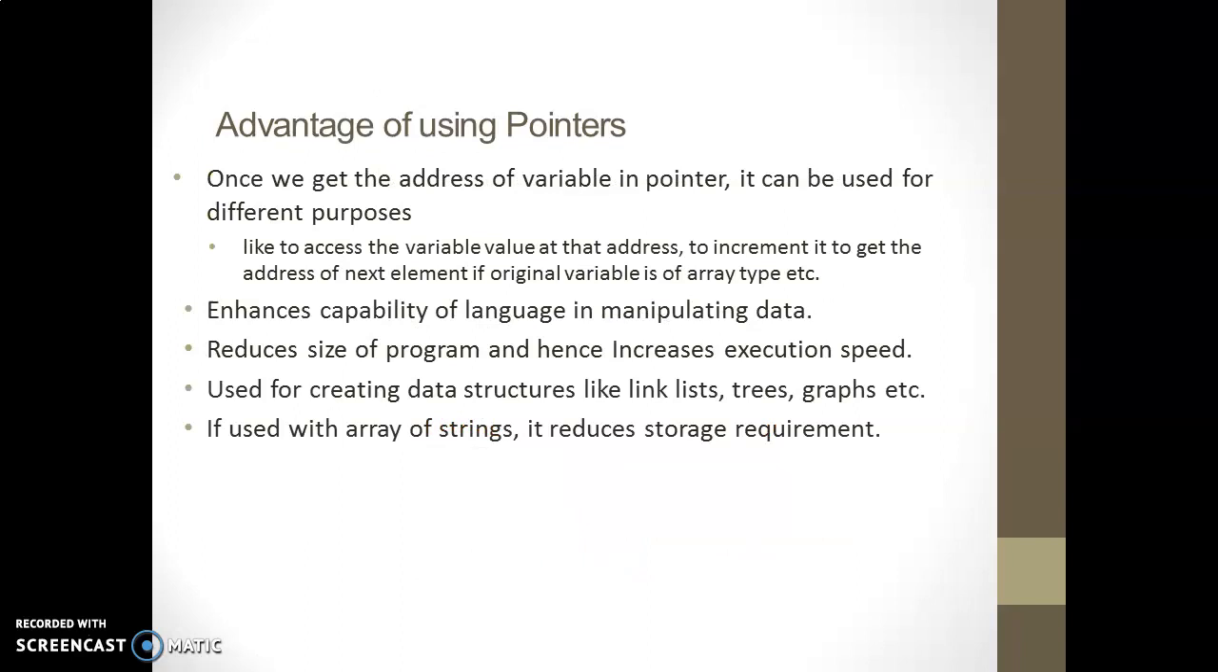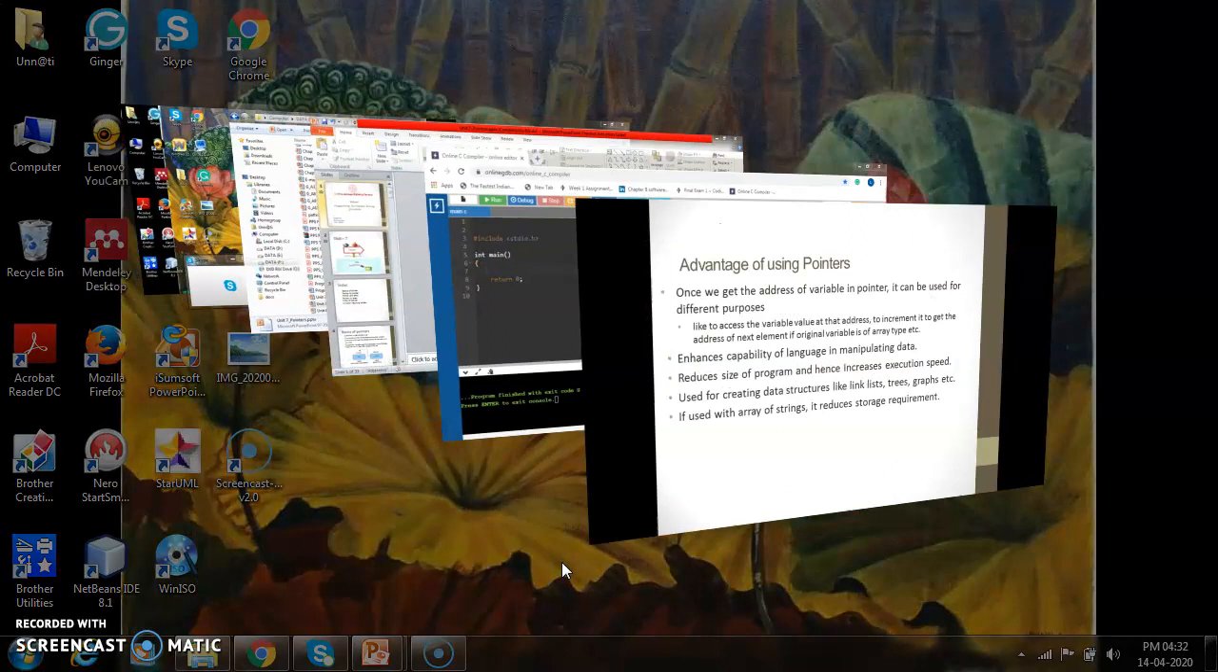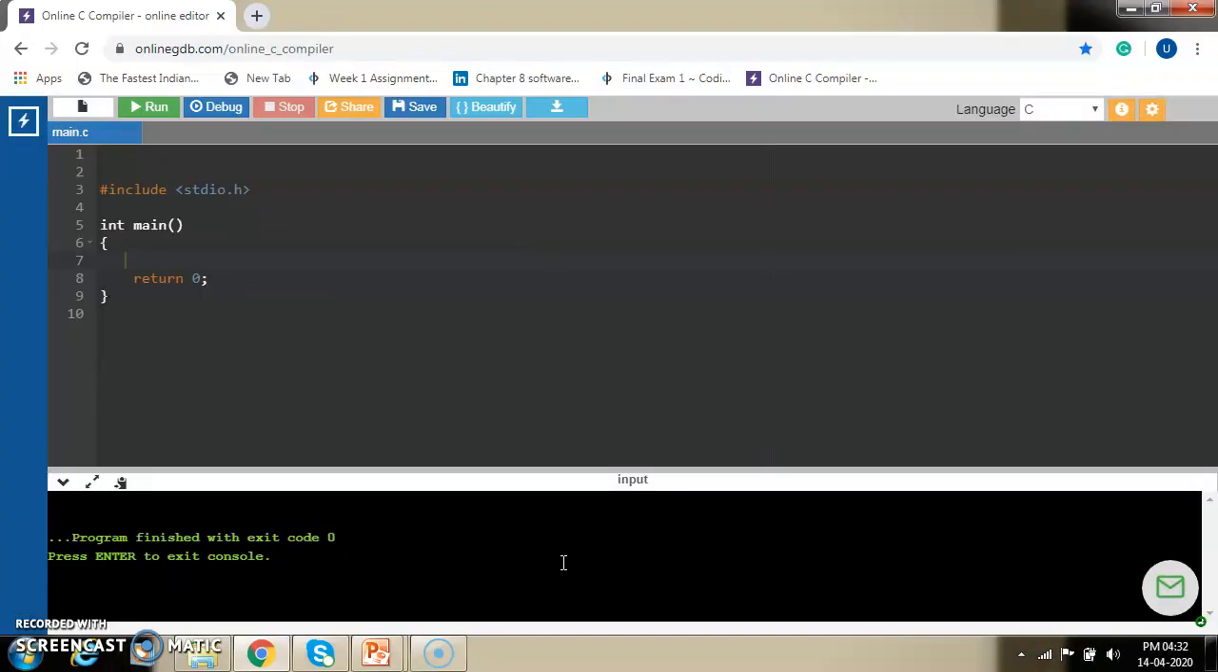So before discussing the advantage, let us first write a simple program for pointer to understand what it is and how to declare it. For example, we will first declare a variable a and we assign a value 5 to the variable. When we write integer a, it is considered as initialization. When we assign some value using assignment operator, we are assigning some value to it.